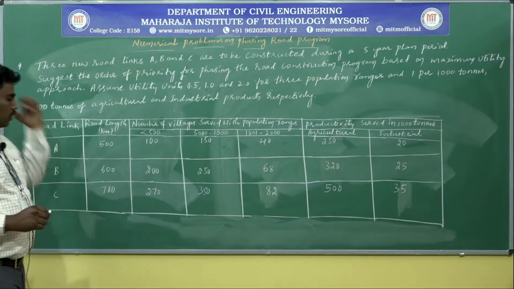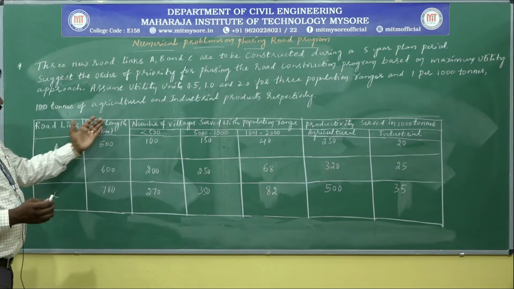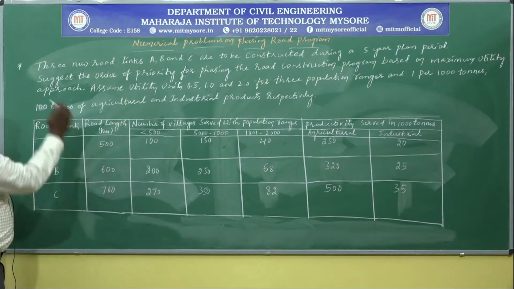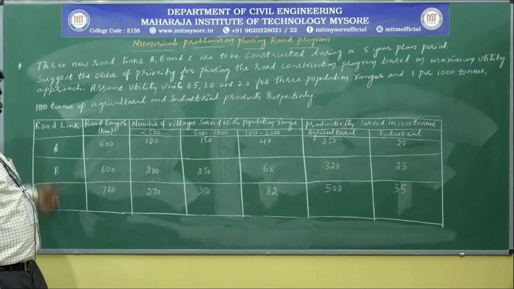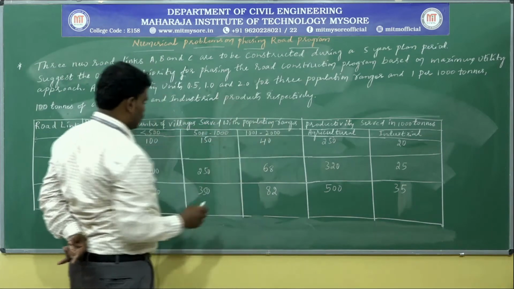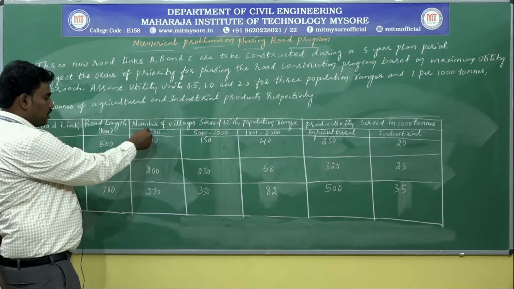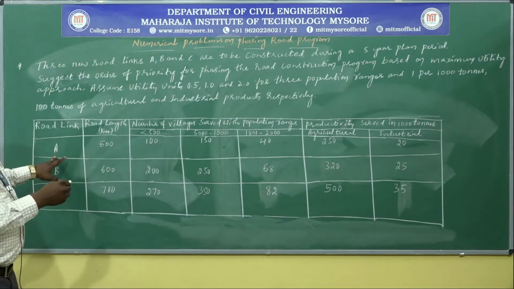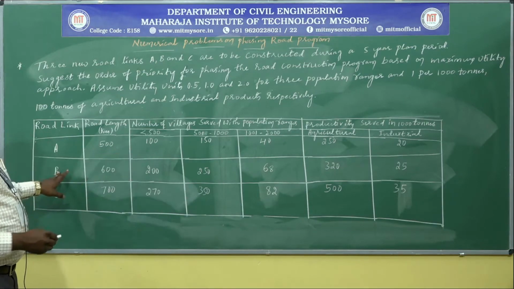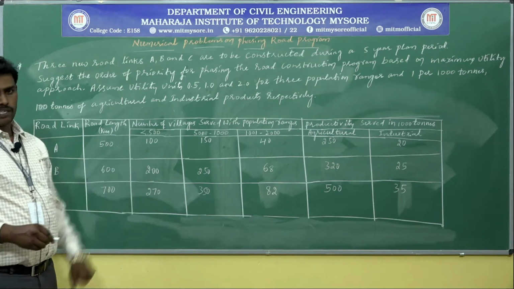Okay, is it clear? So see here, in the first column they have given the road link ABC. The second column is the road length in kilometers: 500, 600 and 700 kilometers for A, B and C. Next, the number of villages served with the population ranges. For less than 500 population, road link A has 100 villages, road B has 200 villages, and road C has 270 villages.